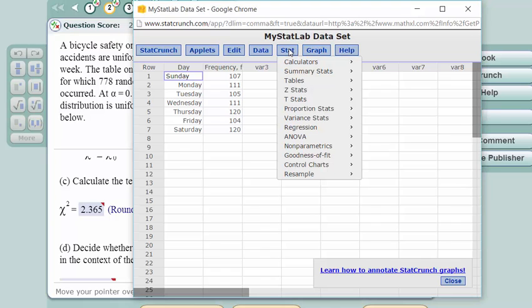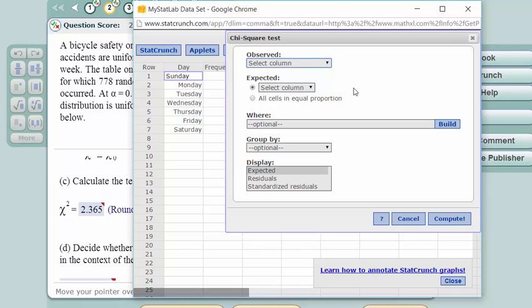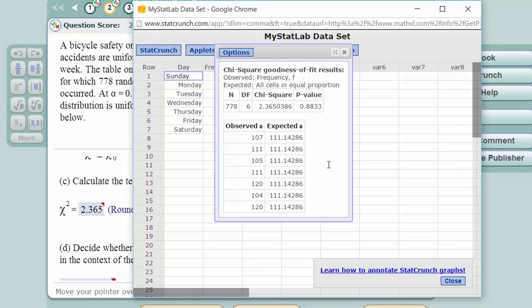I'm going to go first down here to goodness of fit, chi-square test, and we get this dialog box. The observed is the frequency column, so I'm going to select that. And the expected, we don't have that data, I just told you that, but we do know in this problem that uniform distribution means all the cells are in equal proportion, so we just select that. And we do want to see in our results the expected value, so let's hit compute. And we get this dialog box showing the results. Again, all cells in equal proportion.